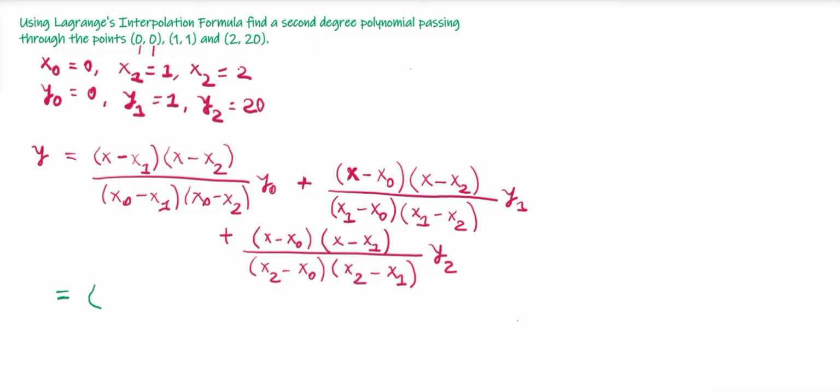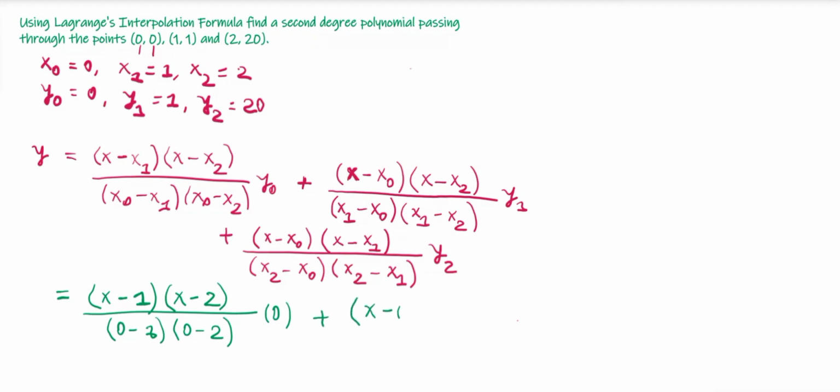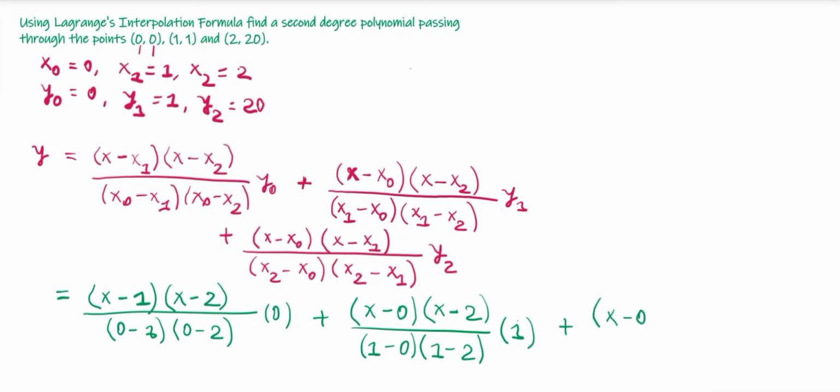So here we'll get an equation in the form of x. y is equal to (x minus 1)(x minus 2) divided by (0 minus 1)(0 minus 2), and as our y0 is 0, so this whole term will be multiplied by 0, plus (x minus 0)(x minus 2) divided by (1 minus 0)(1 minus 2). y1 is equal to 1, so we'll multiply it with 1. Then (x minus 0)(x minus 1) upon (2 minus 0)(2 minus 1), and whole term multiplied with 20.